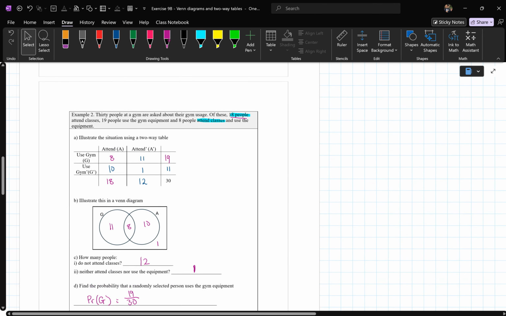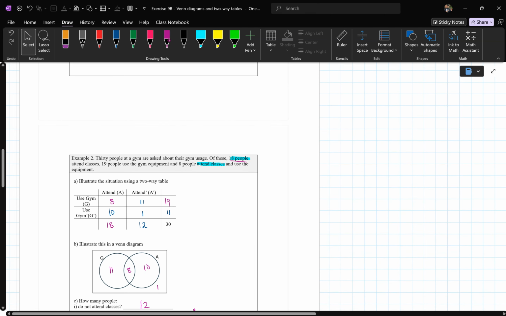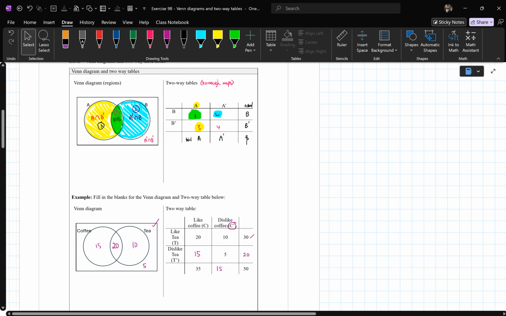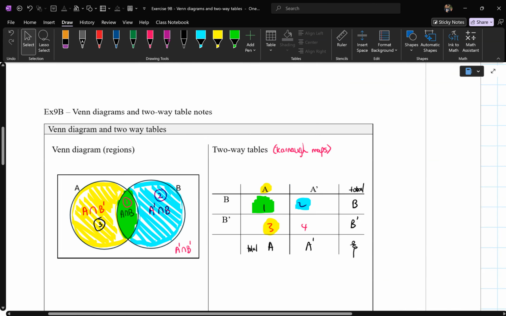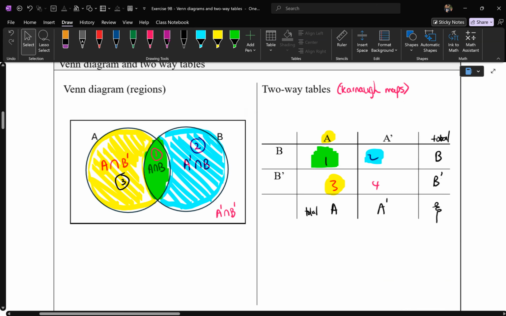Okay, so hopefully you see how it works. It's literally just getting yourself used to using two-way tables and the Venn diagram to visualize the problem and then solve it.